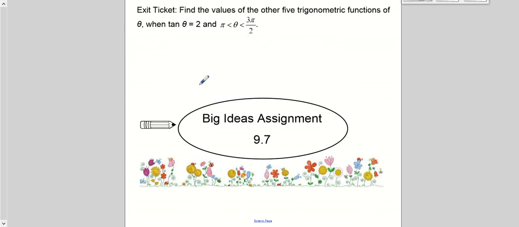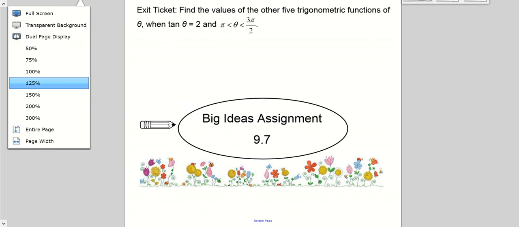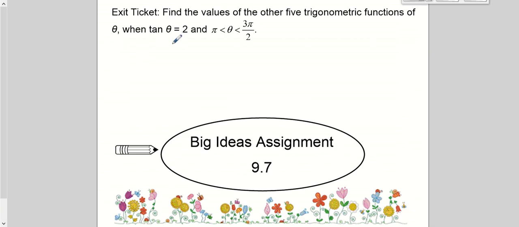Exit ticket. Find the value of the other 5 trigonometric functions of theta when tangent theta equals 2. So tangent theta is 2, and theta is between pi and 3 pi over 2. Remember, all students take calculus. So these are the positive ones out of sine, cosine, and tangent. A means all. Sine, tangent, cotangent. We're pi to 3 pi over 2, so we're in this quadrant. Tangent is positive. That means sine is negative and cosine is negative when we find these.